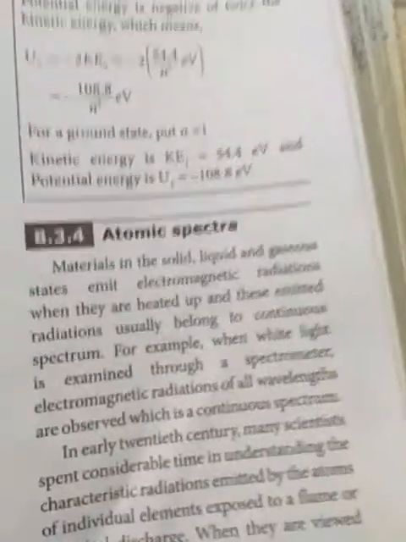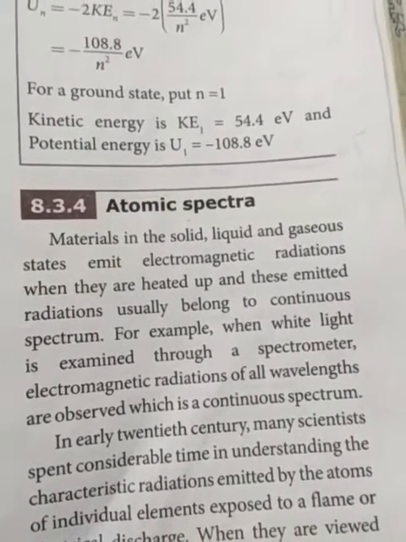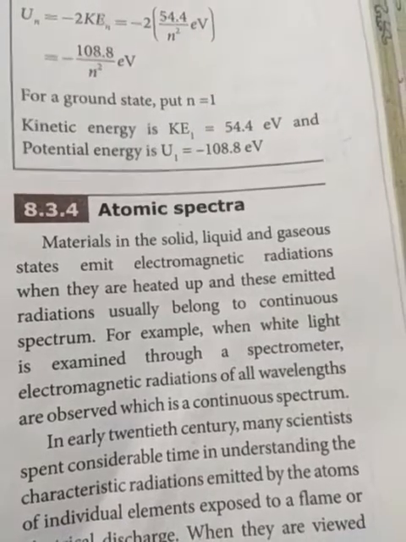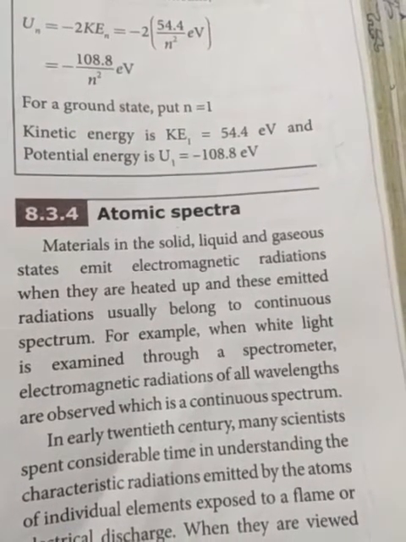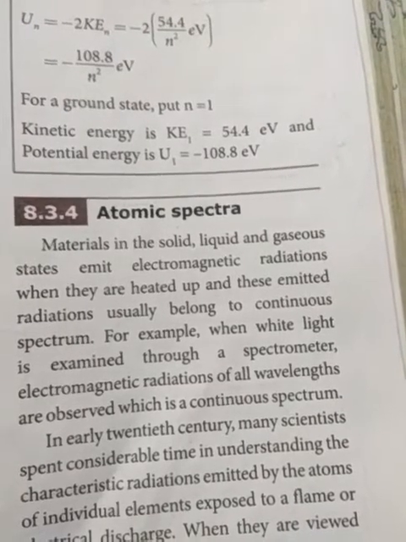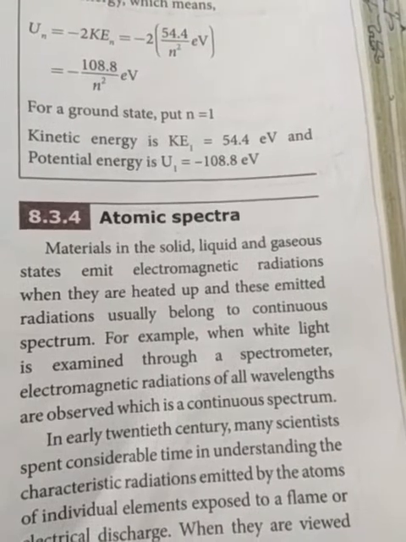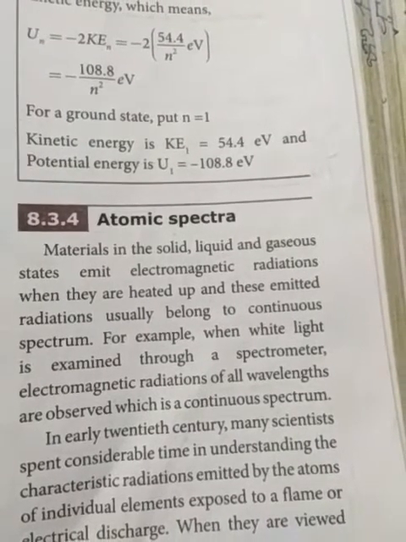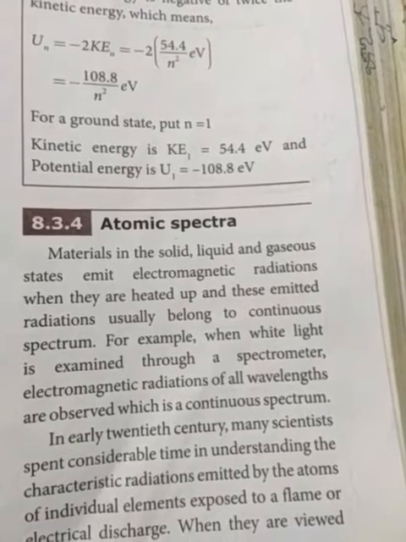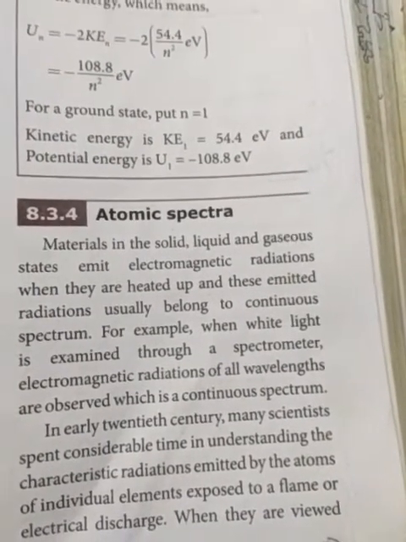Okay, so next you see that materials in the solid, liquid and gas states emit electromagnetic radiation when they are heated up, and this emitted radiation usually belongs to the continuous spectrum. For example, when white light is examined through a spectrometer, electromagnetic radiation of all wavelengths is observed within the continuous spectrum.